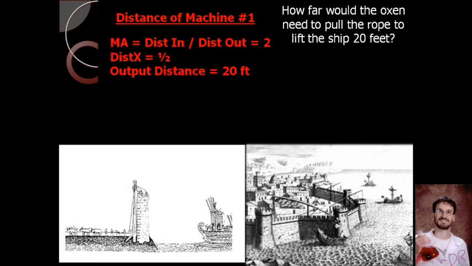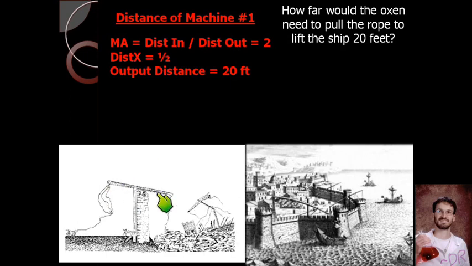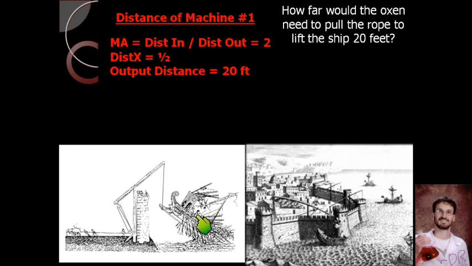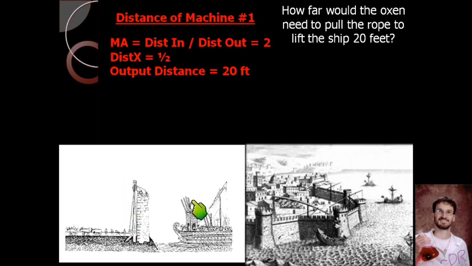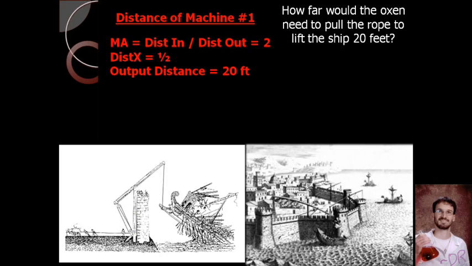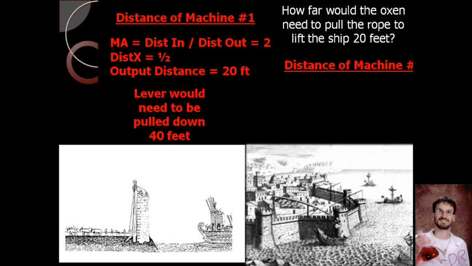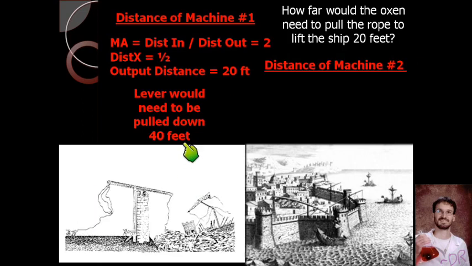Well, if the mechanical advantage is, we'll just talk about the lever first. If the mechanical advantage is 2, the distance multiplier would be 1/2. If we need to lift the boat 20 feet, which would be the output distance, how far would we have to pull down on this side of the lever in order for this side to go up 20 feet? Well, if the distance multiplier is 1/2, that means we would have to pull this end of the lever down 40 feet before this end went up 20 feet.